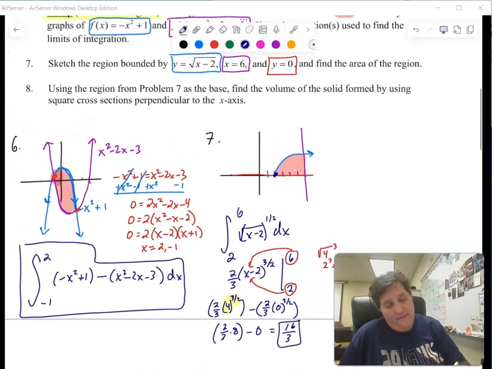For number 8, it says, using the region from problem 7 as the base, find the volume of the solid formed by using square cross sections perpendicular.